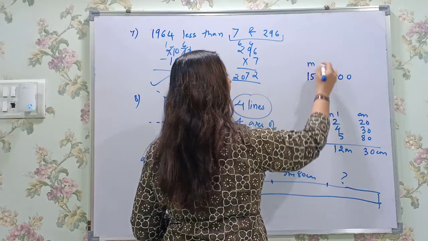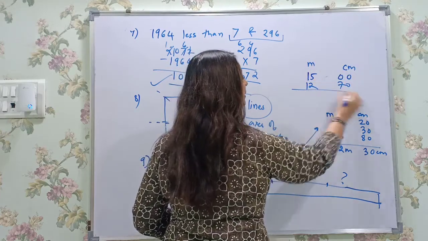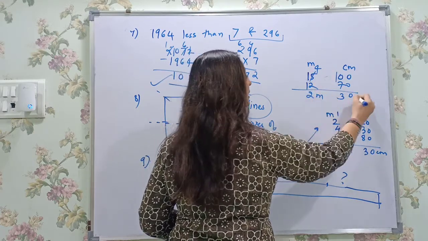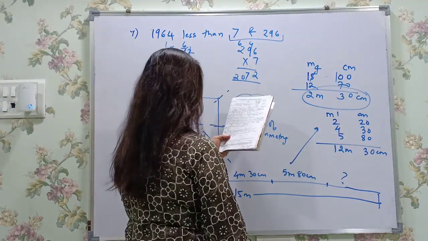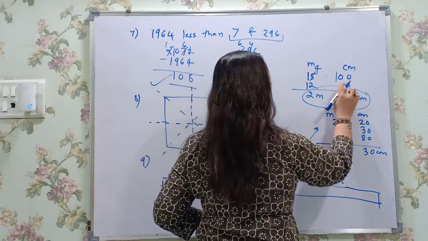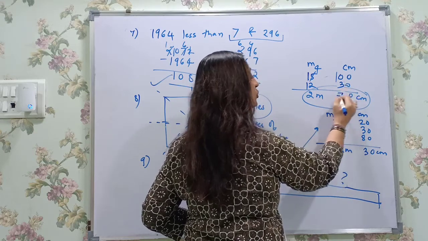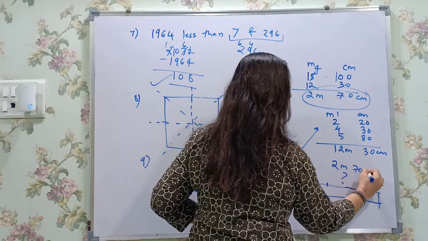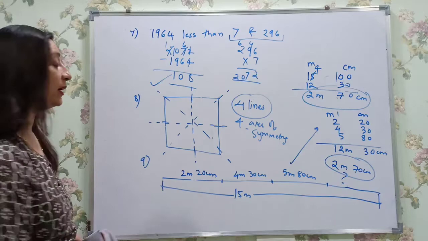So let's subtract this to get the fourth part, the remaining part. So 15, this is 12 and 30. So here it is 30. Yeah, 12 meters 30 centimeters I am subtracting, I will get 2 meters 70 centimeters. So this is 2 meters 70 centimeters is the length of the remaining part. Okay, sum number 10.